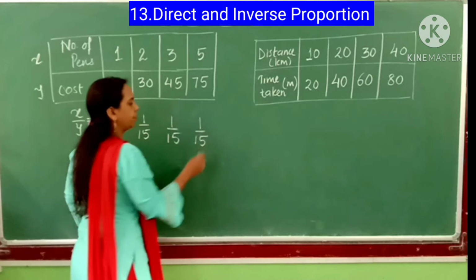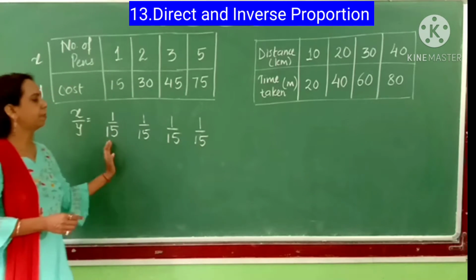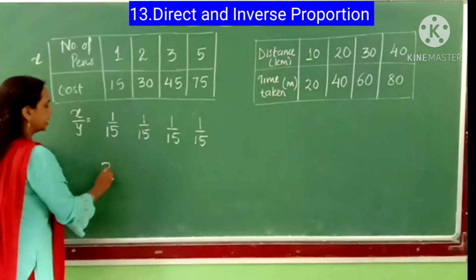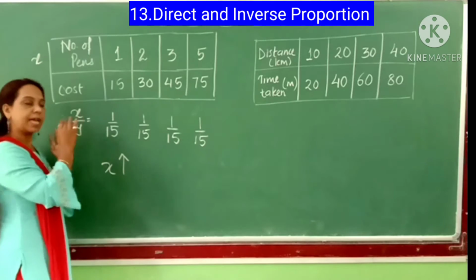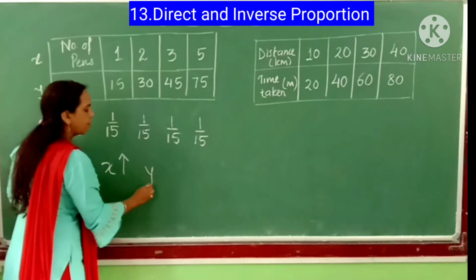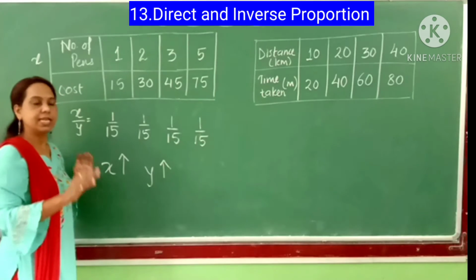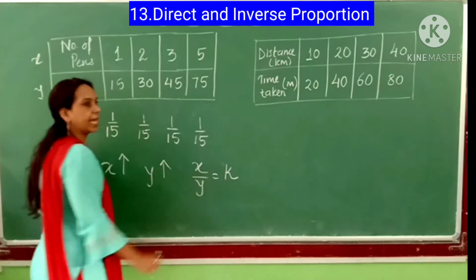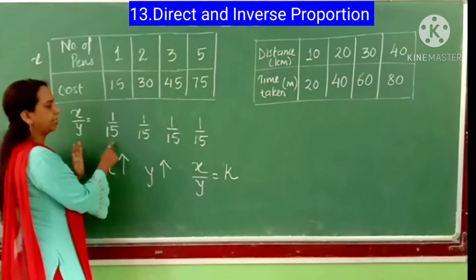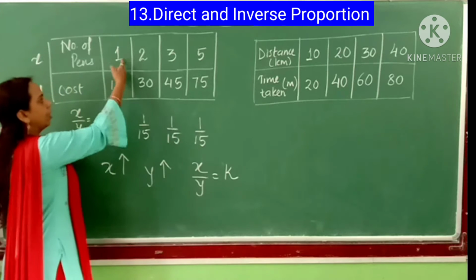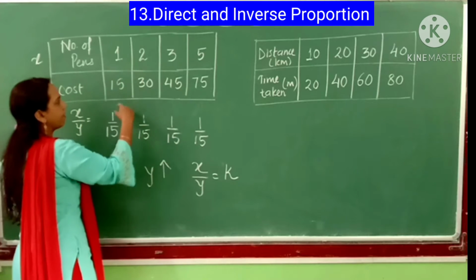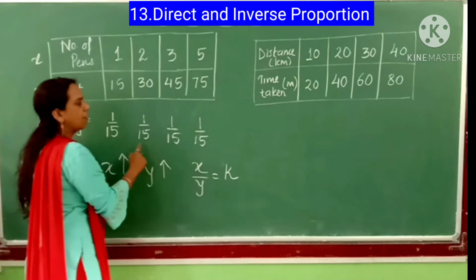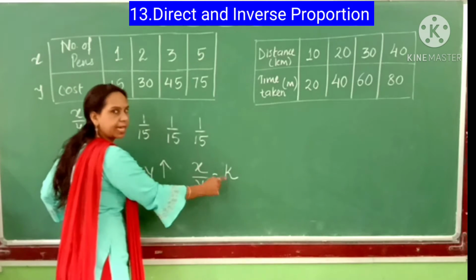So our ratio comes to 1 is to 15, means x upon y is 1 upon 15, 1 upon 15 and 1 upon 15 is constant, meaning when x is increasing, simultaneously the quantity y also increases. That means x upon y gives one constant value, suppose k, and that k in this example is 1 upon 15. Even if we take x1 by y1, x2 by y2, x3 by y3, x4 by y4, we get 1 upon 15, that is our constant k.